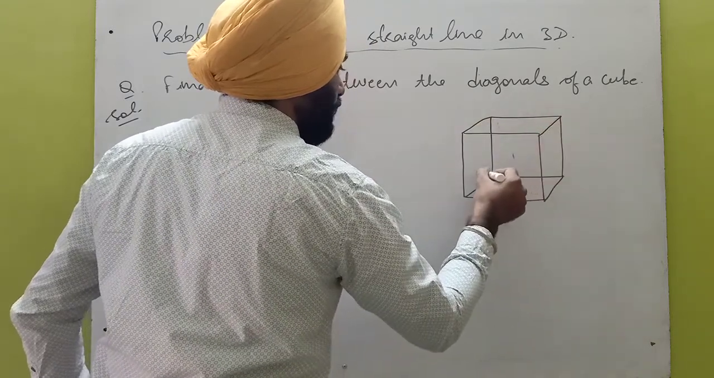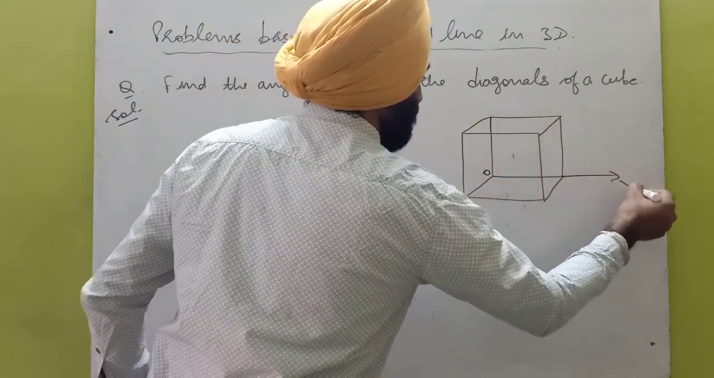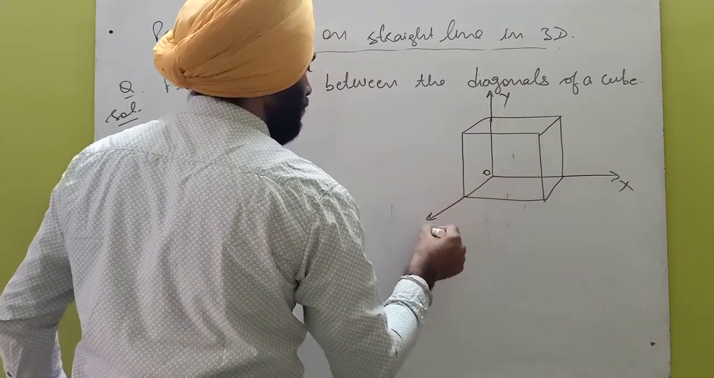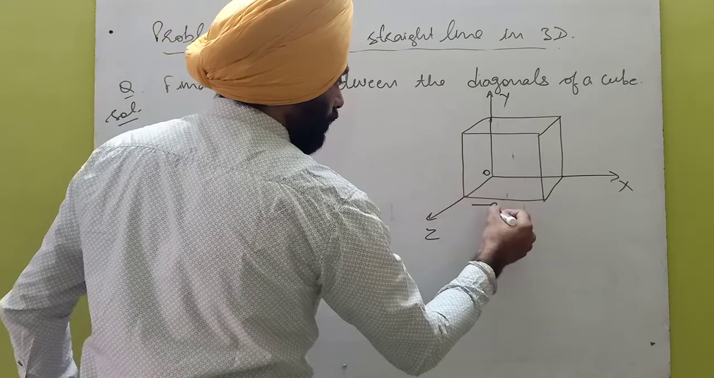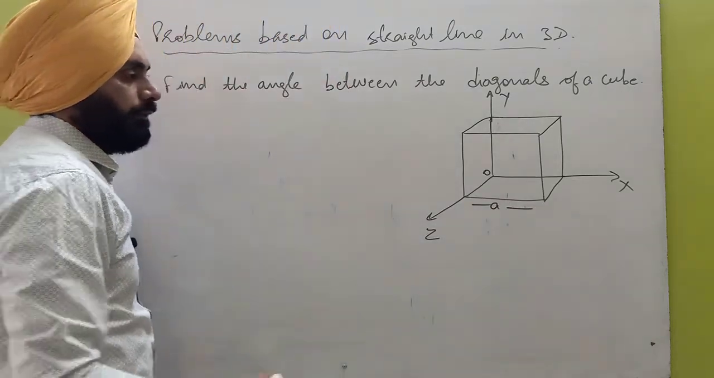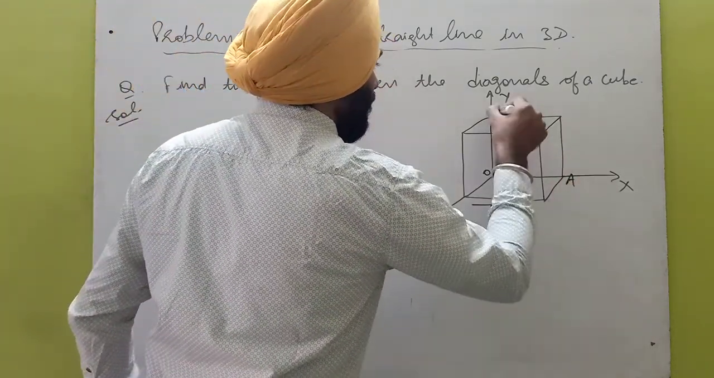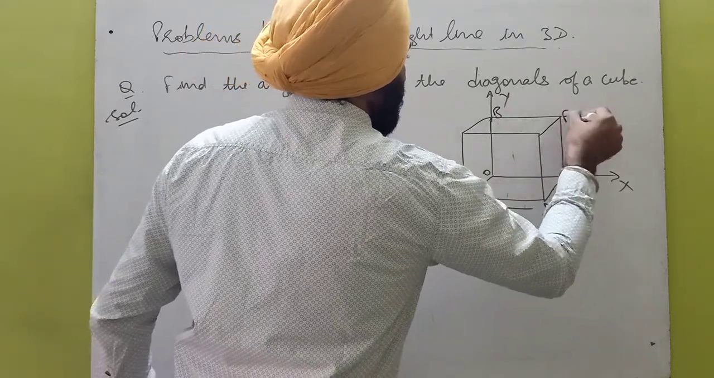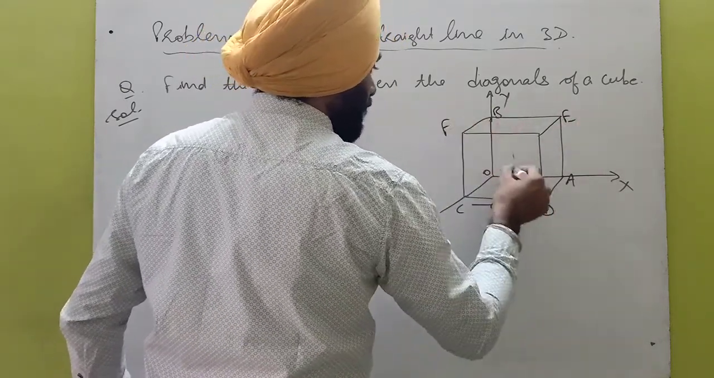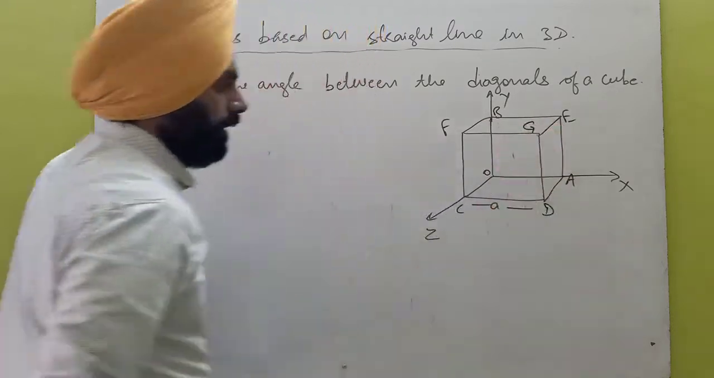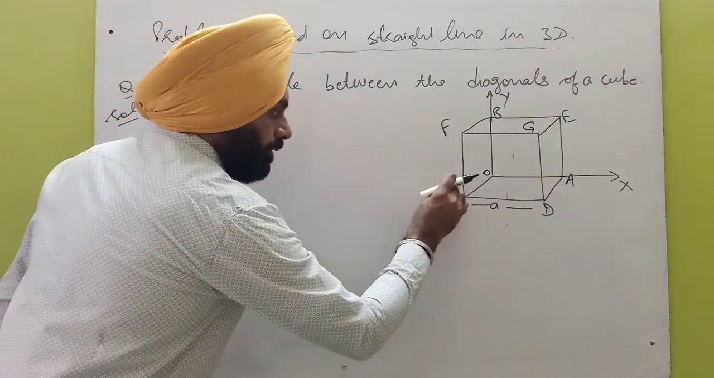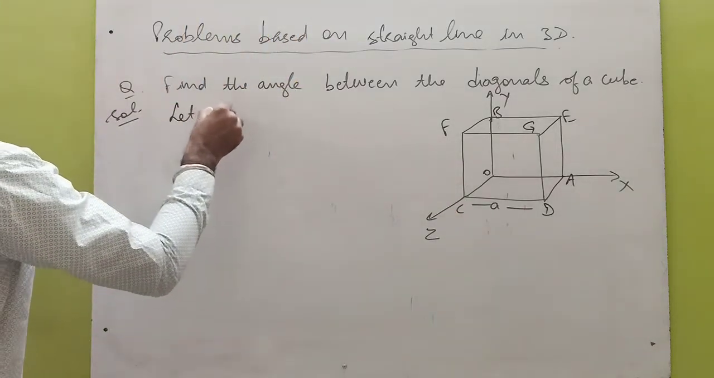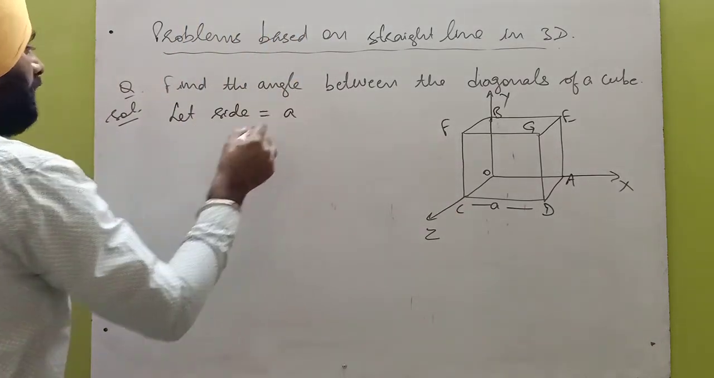Take this point as origin, this is the x-axis, y-axis and z-axis. And let us take the edge of the cube is small a. Edge means side. And let us take these points A, B, C, D, E and F, and this point is G. Now we have to find the coordinates of every vertex of the cube. So first of all, let side be equal to small a.